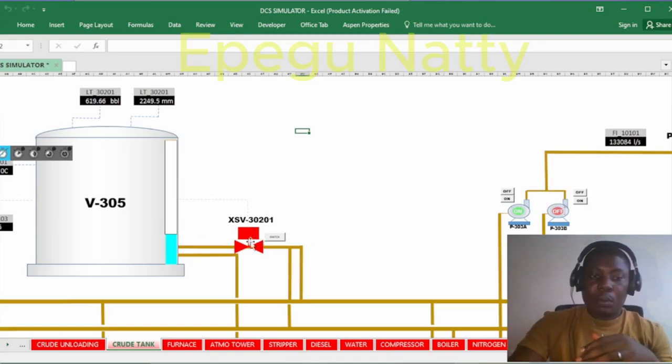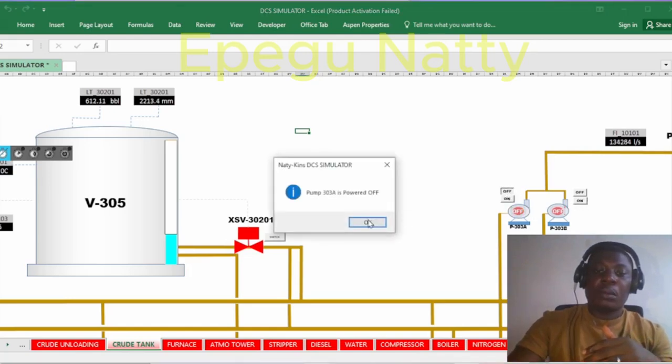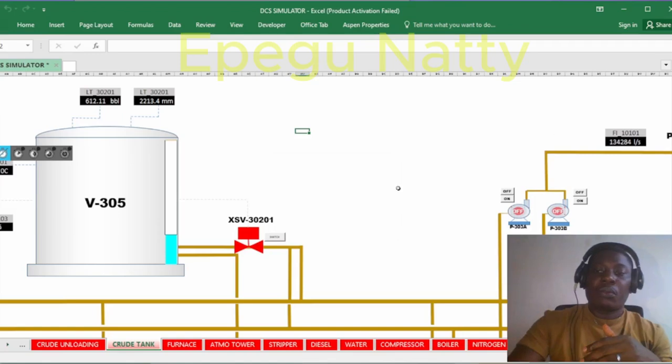So let's stop this operation so we can talk more about our pump performance. The pump is currently powered off.